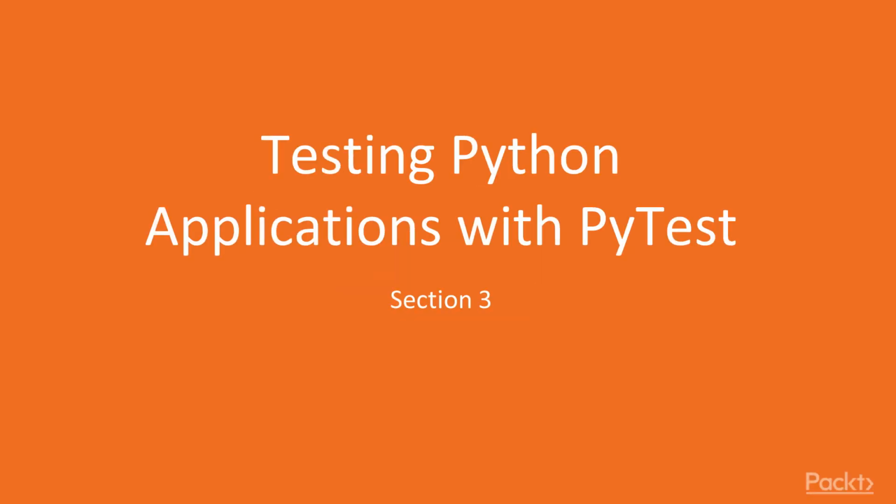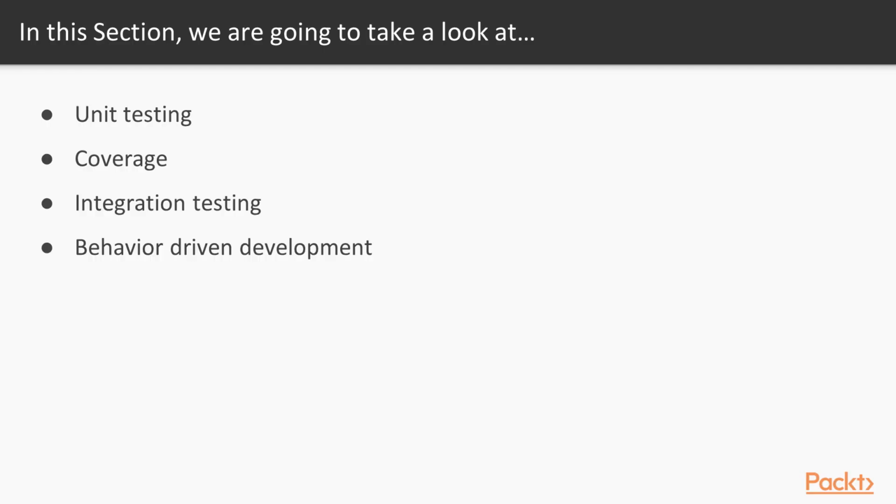Section 3. Testing Python applications with PyTest. In this section, we'll take a look at different levels of testing and how to use PyTest for our testing needs. We'll start out with the lowest level type of testing, unit testing, and we'll see how we can measure how much of our code is tested.